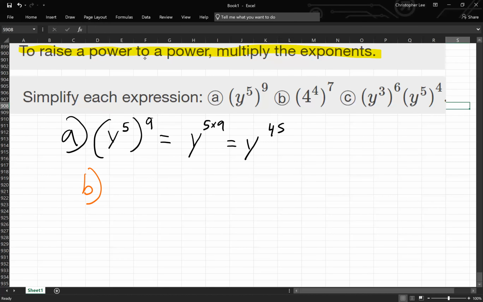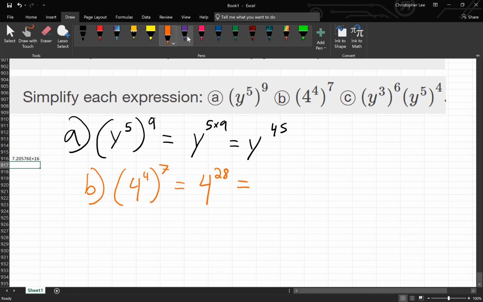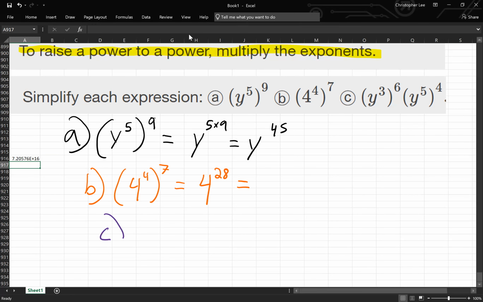B looks hard. So we got 4 to the 4th power raised to the 7th power, which becomes what? To the 28th power. I don't know what that is. Hold up, I'm gonna cheat. What is that? Nope, not writing that down. That's too much. All right, let's try C.